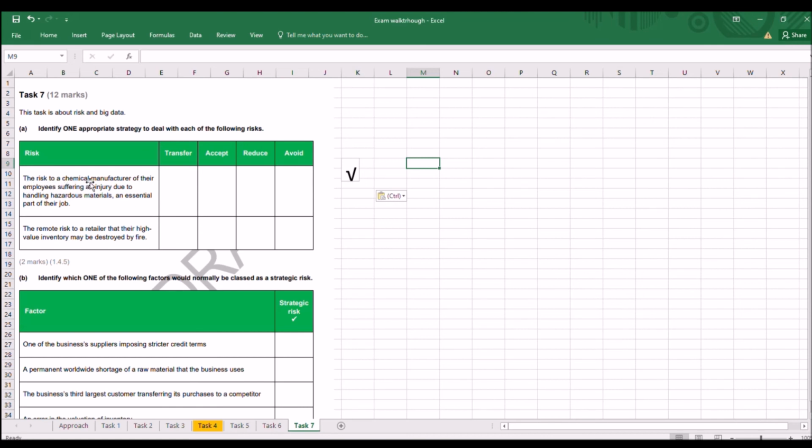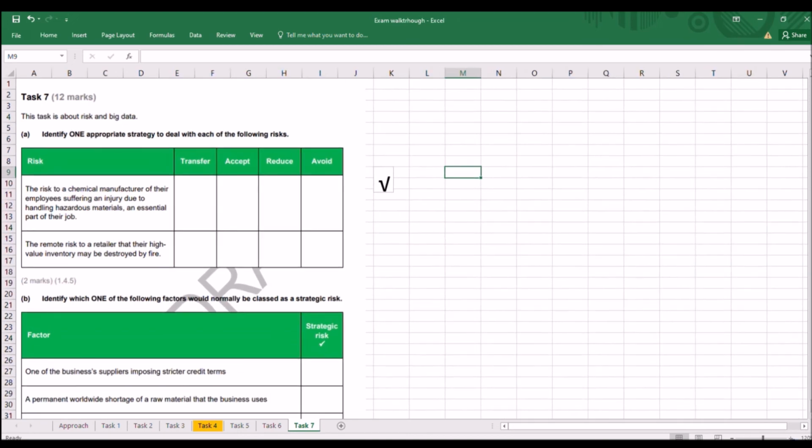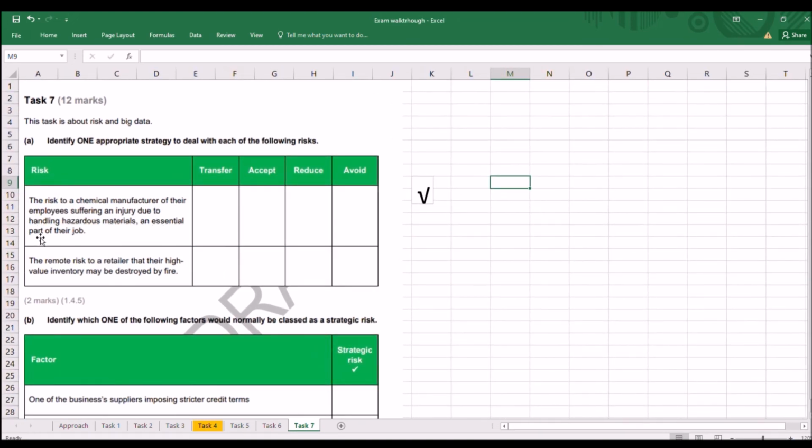So, the risk to a chemical manufacturer of their employees suffering an injury due to the handling of hazardous materials, an essential part of their job. Right, so it's the essential part of the job means we can't avoid it. Let's go through and just kill them off there. We can't avoid it because otherwise we just stop doing whatever we do. And it's a health and safety risk, really. We can transfer a bit of it in terms of we can have employers' liability insurance, but we can't transfer the sort of risk to directors of corporate manslaughter, so we can't really transfer that one.